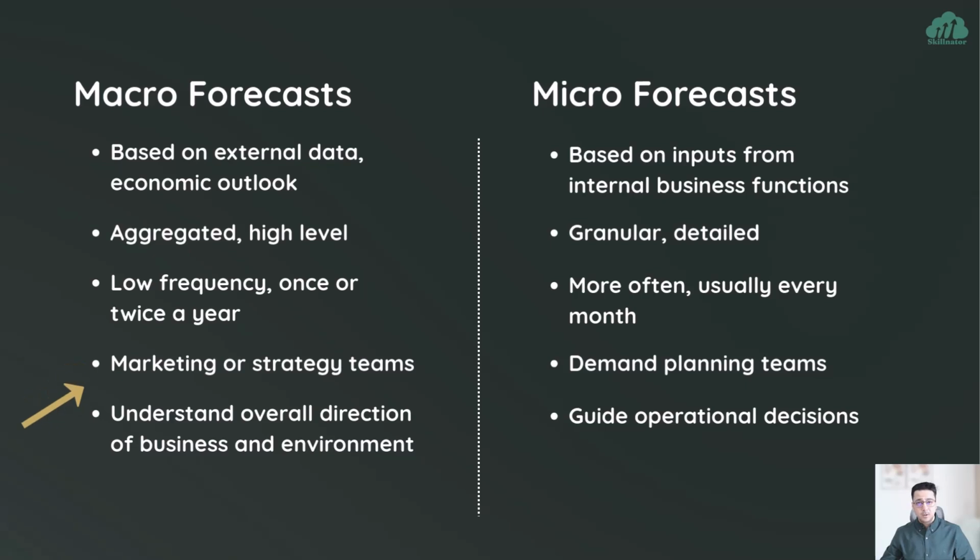Macro forecasts are used by the leadership team to understand the overall direction of the business and its environment, whereas the users of micro forecasts are usually the operational teams. Their purpose is to guide day-to-day execution and operational decision-making. Since this is a course on demand planning, our focus will be on micro forecasting. In the next lessons, we will start looking at how micro forecasts are actually built and explore some commonly used forecasting techniques.